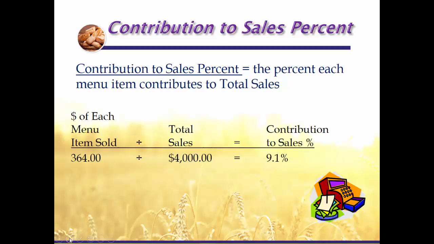The contribution to sales percent equals the percent each menu item contributes to the total sales. So it's pretty much what we did with the sales mix. The number of dollars of each menu item sold divided by our total sales gives us the contribution to sales. So we sold 364 items. We divided that by our total sales of 4,000, and that gave us a 9.1% contribution of those items sold.